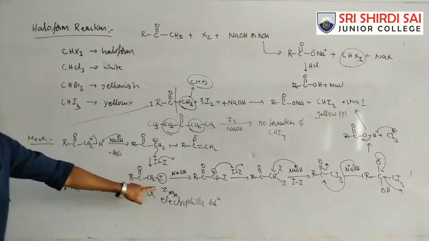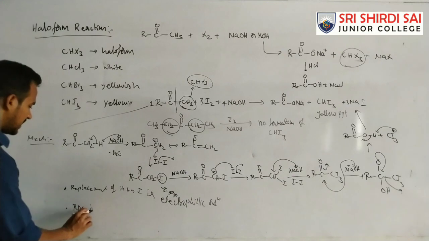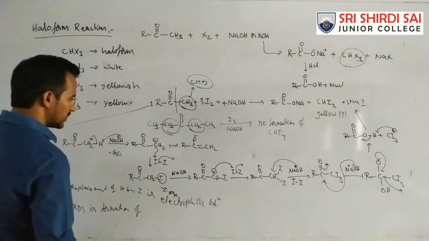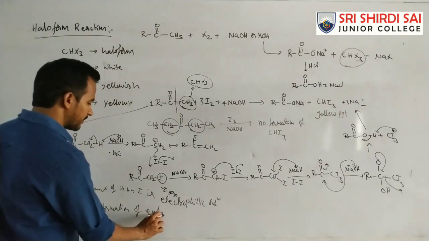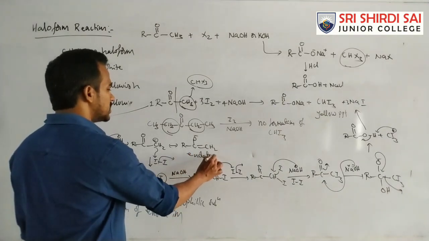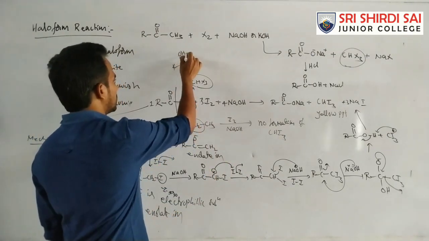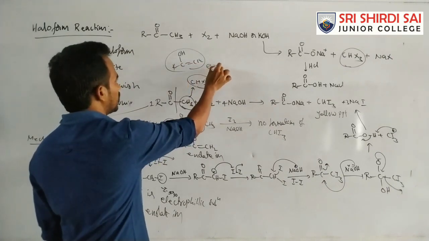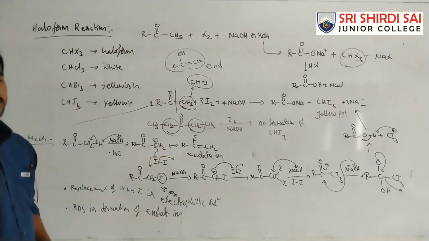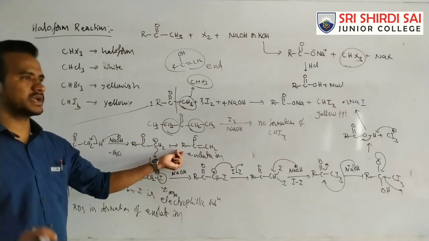Reaction. H plus replaced by I plus, so it is an electrophilic substitution reaction. Another point: the rate determining step is formation of the enolate ion. This is the enolate. Here, in neutral form, RC double bond CH2, this is the enol and this is the enolate ion. So formation of the enolate ion is the rate determining step, not the attack of I2. Very important point.